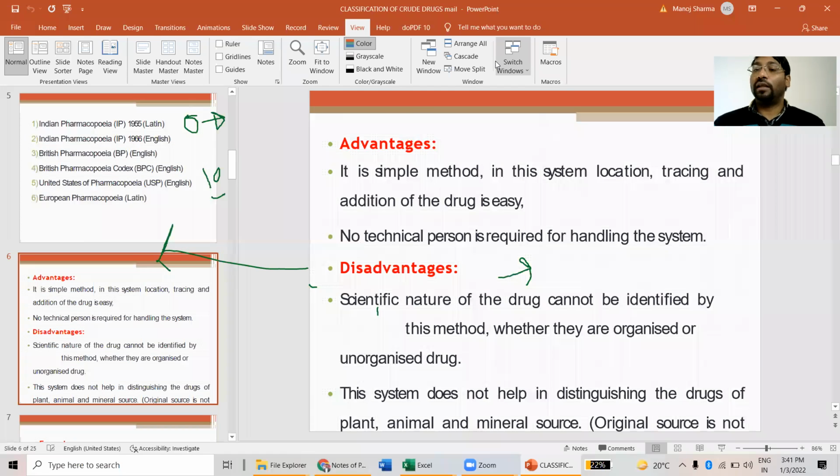Now, what are the advantages of this alphabetical method of classification? It is the simplest. It is very traceable. You can trace names of drugs very easily, and no technical person is required. You just tell the name and then details can be given to you. You don't have to tell whether that medication is acting as an anti-cancer. You just tell the name, and that information will be given to you.